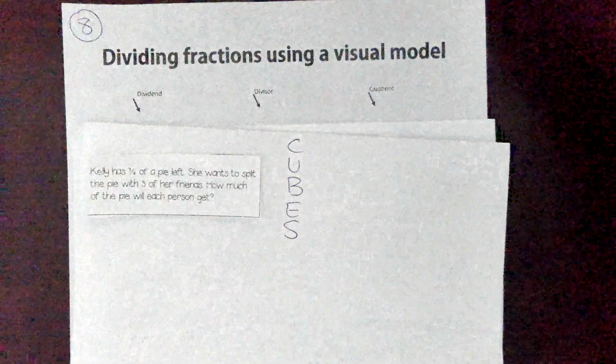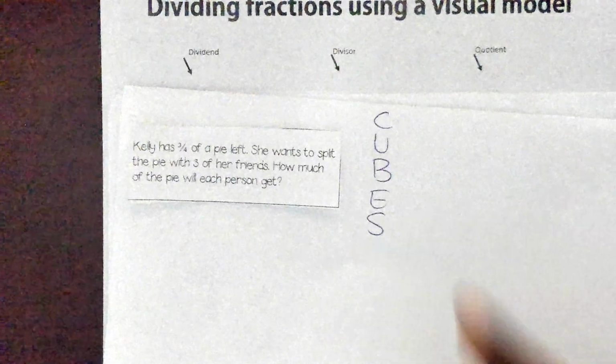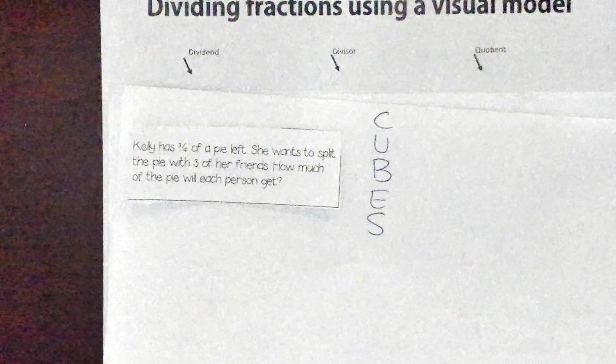All right, so we have Kelly has 3/4 of a pie left. She wants to split the pie with 3 of her friends. How much of the pie will each person get? All right, so the first thing that we're going to remember is that we're going to use the cube strategy to help us solve a word problem.